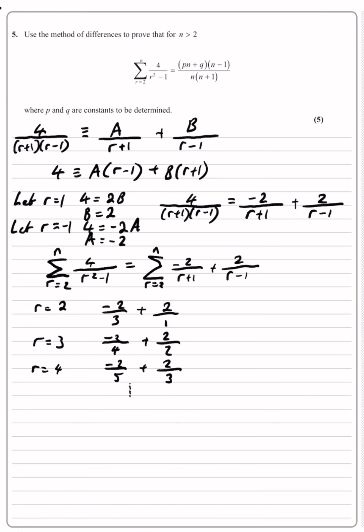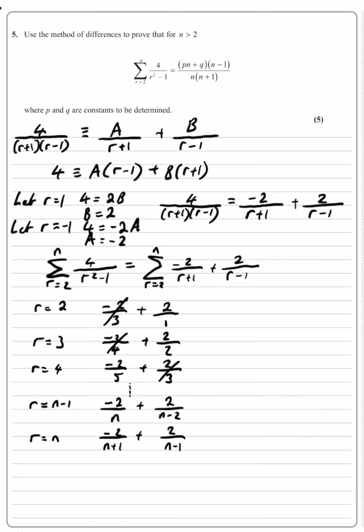Okay, and then at the other end, we're going to have r equals n minus 1, so the penultimate term, we're going to get minus 2 over n plus 2 over n minus 2. And then the last term is going to be minus 2 over n plus 1 plus 2 over n minus 1. And then we can cancel all the parts that cancel in the way that the method of differences does.